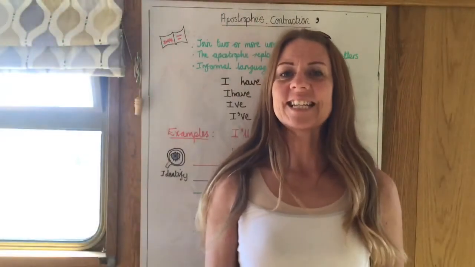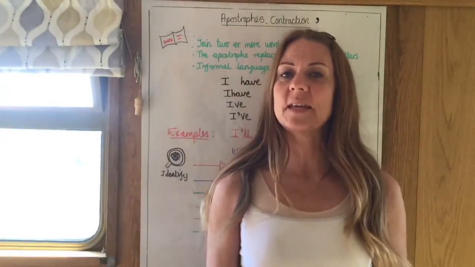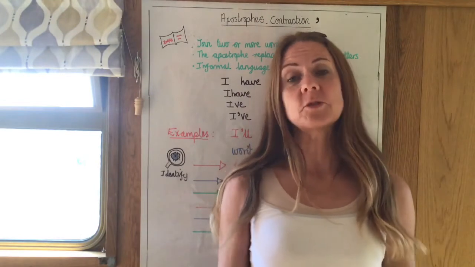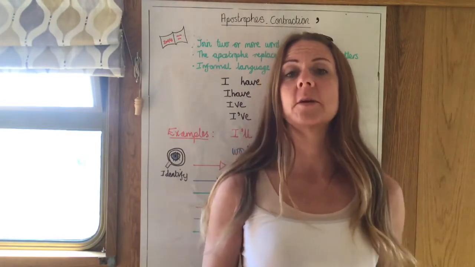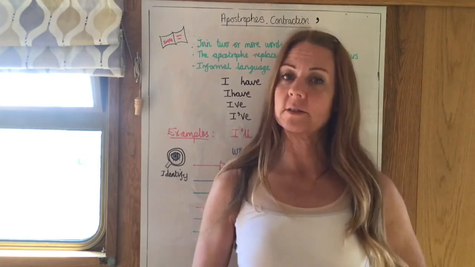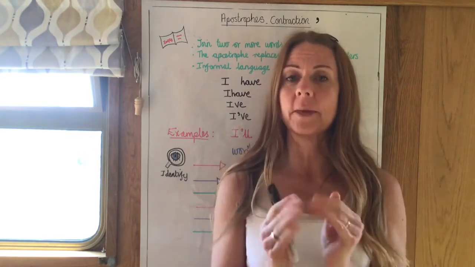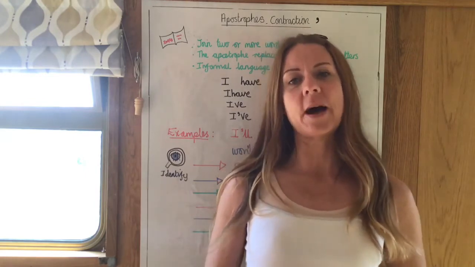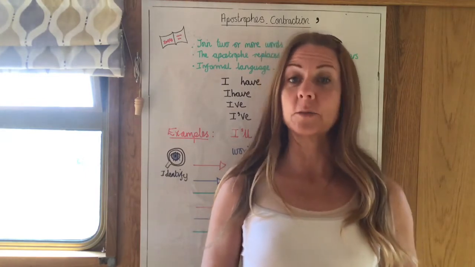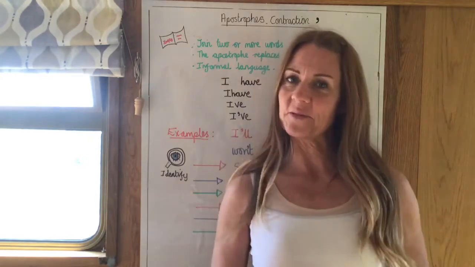Everyone, today's lesson is about apostrophes and using them for contractions. We use apostrophes in two different ways. We use them for possession, to show something belongs to someone, and we use them for contractions, when two or more words have become one. Today's lesson is all about contractions, but there will be a lesson about the apostrophes for possession as well. So let's have a look at the information.